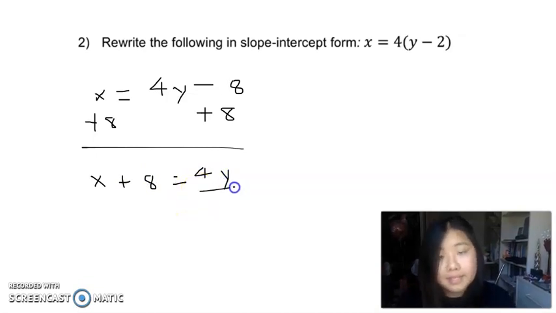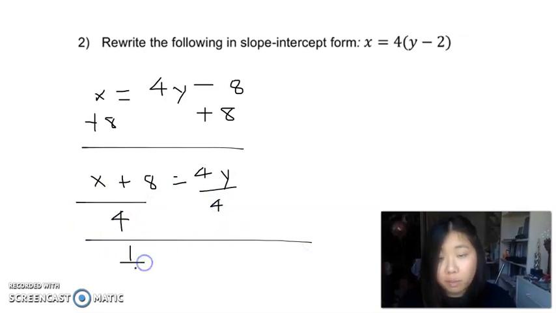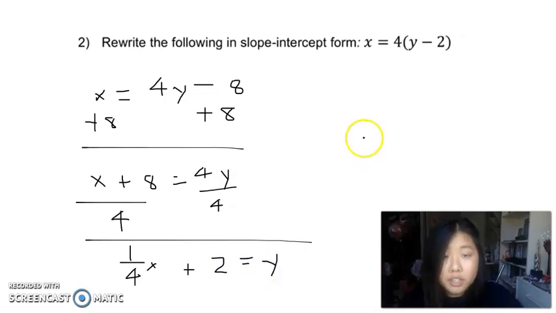And then we want y to be by itself, so we can divide everything by 4. Which gives us 1/4 x plus 8/4, which is 2, equals y, which is the same thing as y equals 1/4 x plus 2. And I chose to write 1/4, but you can also write x over 4.